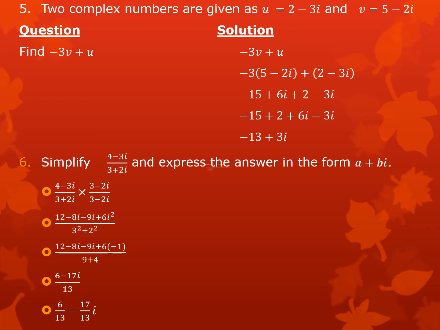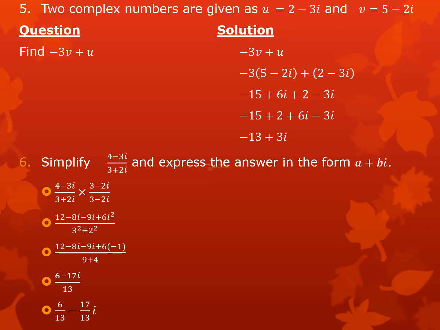To answer this question, the first step is to do the substitution. Replace u and v with the complex numbers given. So negative 3v plus u is the same as negative 3 into 5 minus 2i plus 2 minus 3i. Then you'll have to simplify negative 3v, expand the bracket.